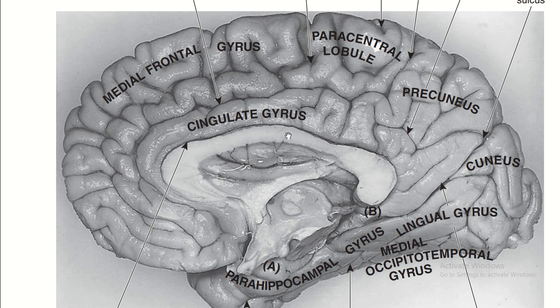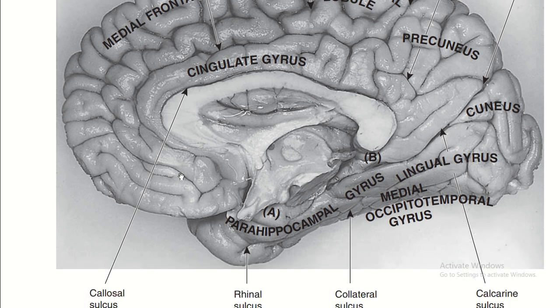Above the corpus callosum, you have your cingulate gyri. This cingulate gyri is the one that will extend and also form your parahippocampal gyri. These cingulate gyri and parahippocampal gyri are all going to be involved in the limbic system, right?